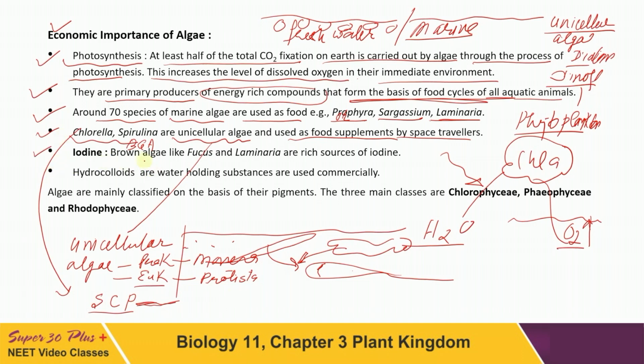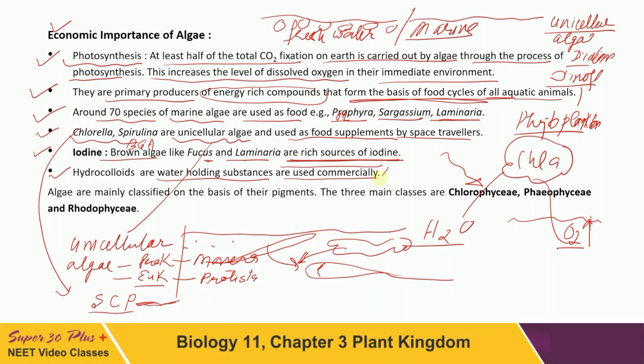Iodine: brown algae like Fucus and Laminaria are a rich source of iodine. Hydrocolloids, very important ones, are water-holding substances which can absorb much more water. These are commercially produced from algae, especially the brown algae and the red algae. And these water-holding substances are used commercially in the preparation of different substances. So that is regarding the economic importance of algae.